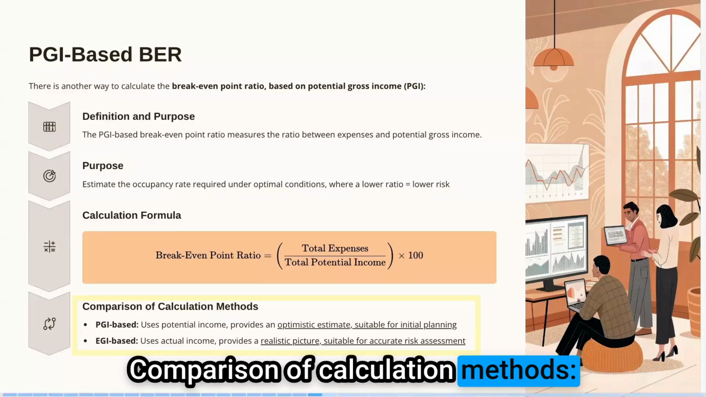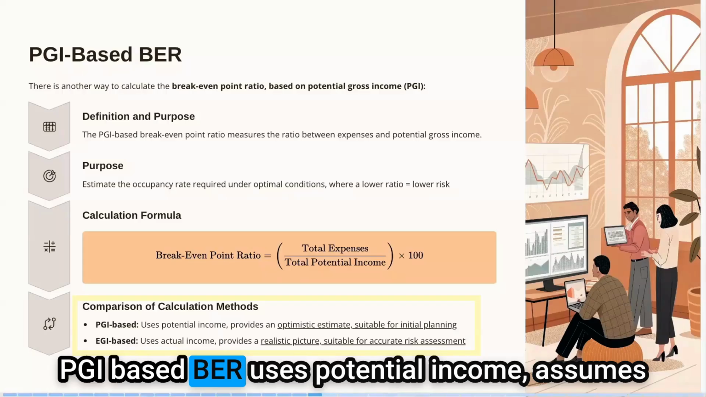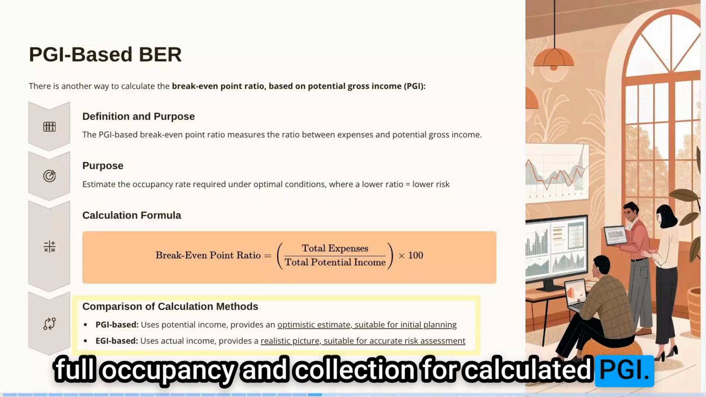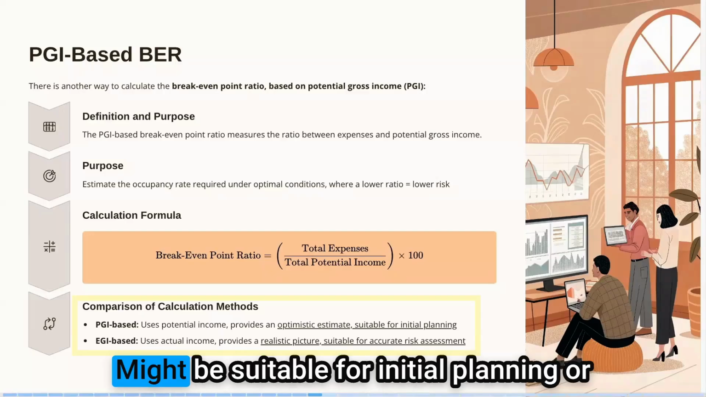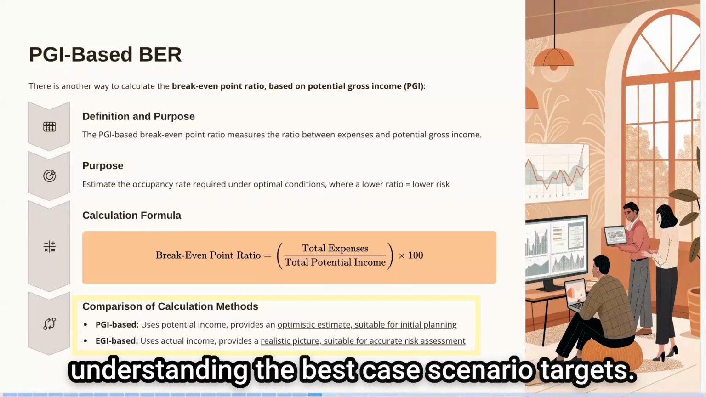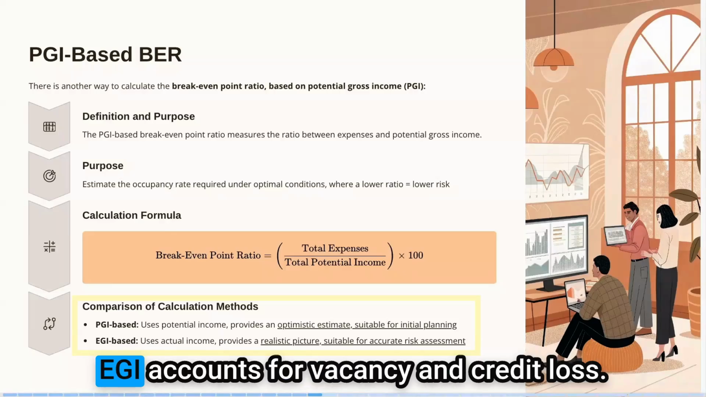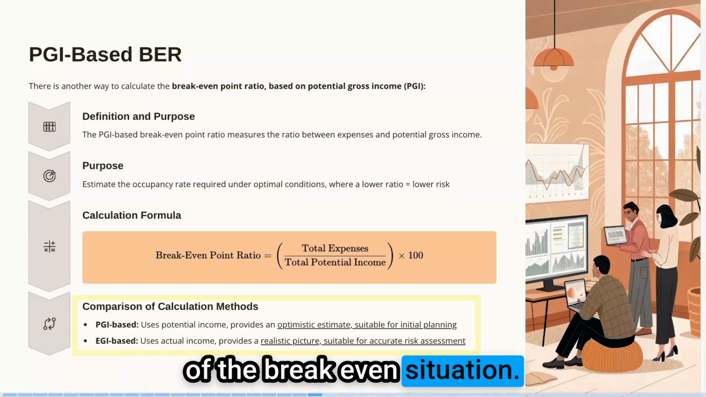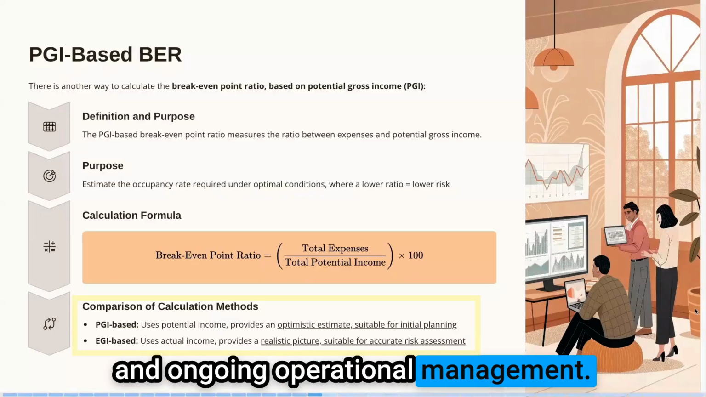Comparison of calculation methods. EGI-based versus PGI-based BER. PGI-based BER uses potential income, assumes full occupancy and collection for calculated PGI. Provides a more optimistic estimate of the break-even occupancy threshold. Might be suitable for initial planning or understanding the best-case scenario target. EGI-based BER uses actual or realistically expected income. EGI accounts for vacancy and credit loss. Provides a more realistic picture of the break-even situation, more suitable for accurate risk assessment and ongoing operational management.